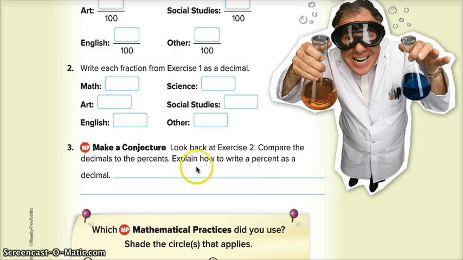Part 3 says to look back at exercise 2. Compare the decimals to the percents. Explain how to write a percent as a decimal. So I would like you to complete part 3 as well.